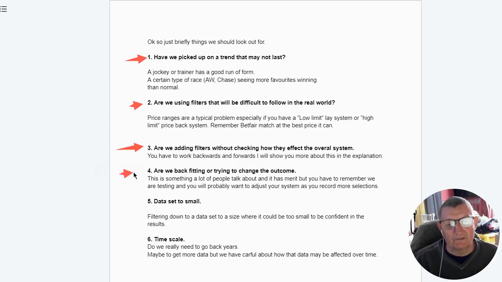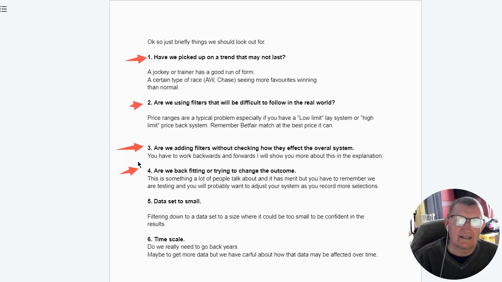And of course, we've got to cover, are we backfitting or are we trying to change the outcome of the selections? We're always going to be doing something when we look at results, okay? Because we've got no choice. We're going to use something like TTS Plus or PR ratings or something like that, and we're going to look at the results and we're going to go, well, what would happen if we did that? What would happen if we do that? And we're backfitting or back testing.